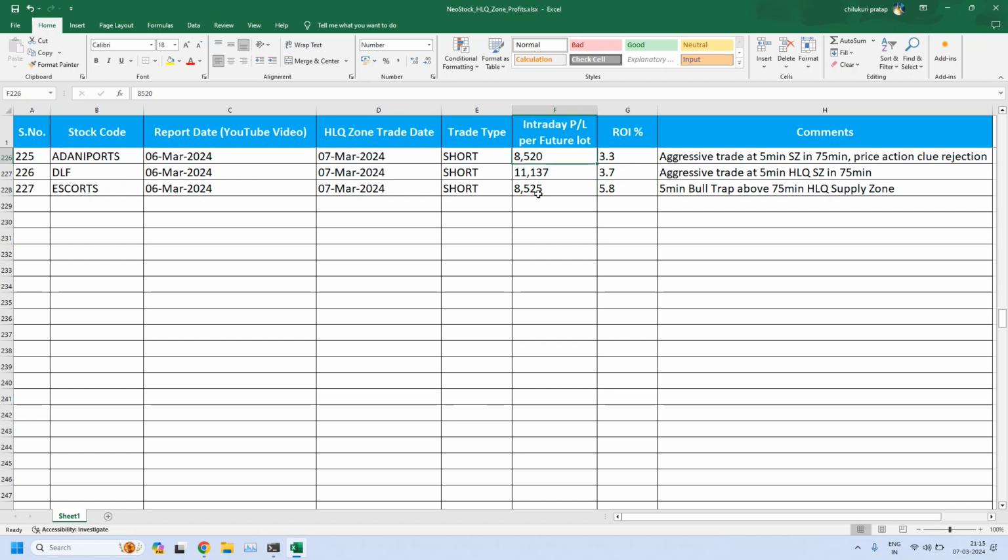See here, in both ADANIPORTS and ESCORTS, the profit amount is almost the same. But in Adani you got only 3.3%. Here you got 5.8%. The reason is the ESCORTS futures cost is only around 1,30,000, close to that. So those who felt the ADANIPORTS margin cost is very high, definitely they would have gone for this trade. But whatever it is, the overall profit margin is the same. Only your investment margin cost is different. Okay, these are the 3 successful trades we have seen today based on the high liquidity zones.